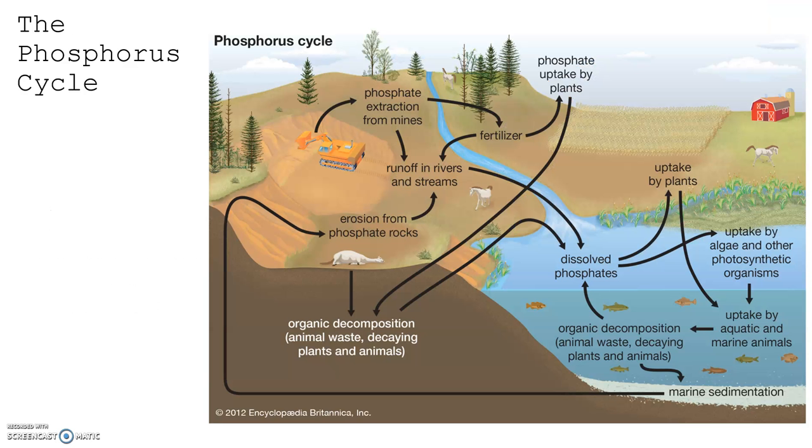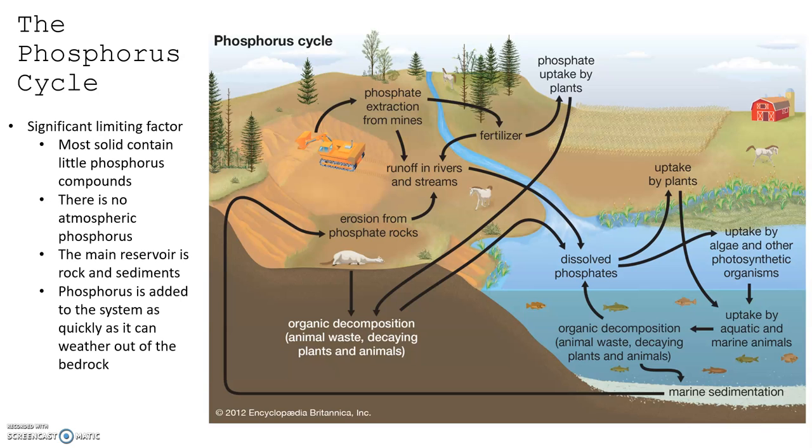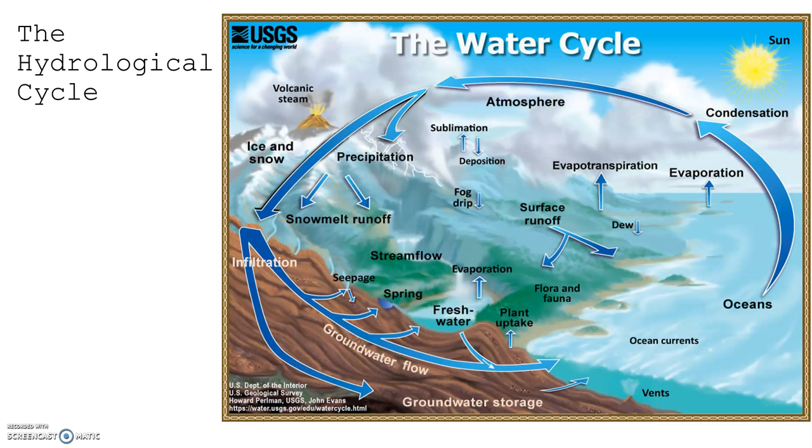The phosphorus cycle: phosphorus is also a limiting reagent and can also cause eutrophication to occur. It's a significant limiting factor; most soils contain little phosphorus compounds. There is no atmospheric phosphorus, so this cycle turns and moves very, very slowly because there is no atmospheric component, and that's a key part of the phosphorus cycle. The main reservoir is rock and sediments, and phosphorus is added to the system as quickly as it can weather out of the bedrock. So it moves really, really slow, but it's very significant because the 2 things that plants need to grow, or that are going to cause eutrophication, are nitrogen and phosphorus.